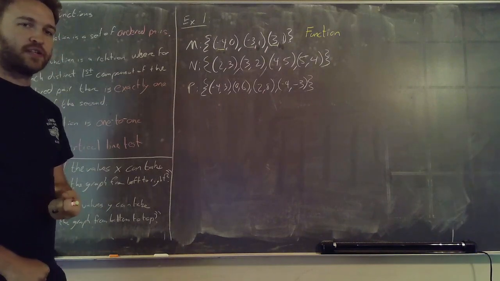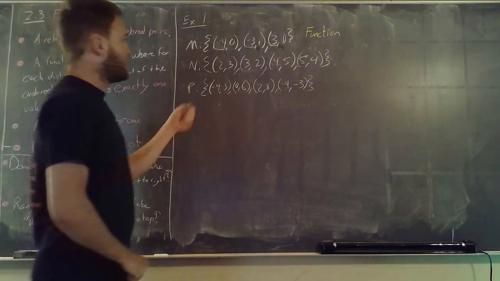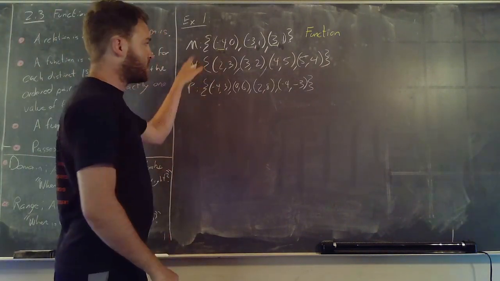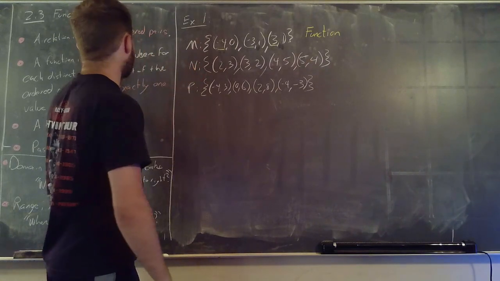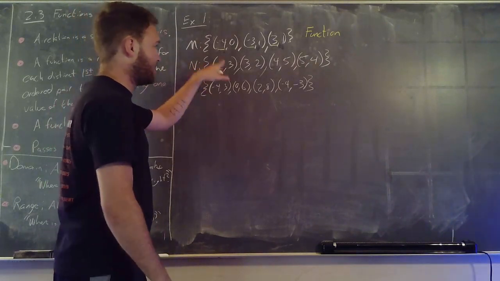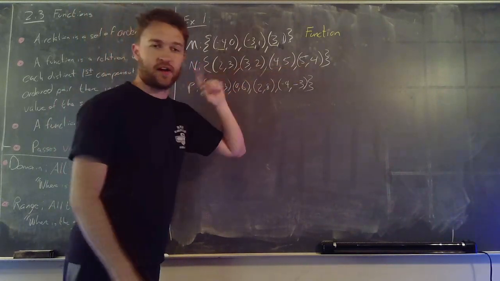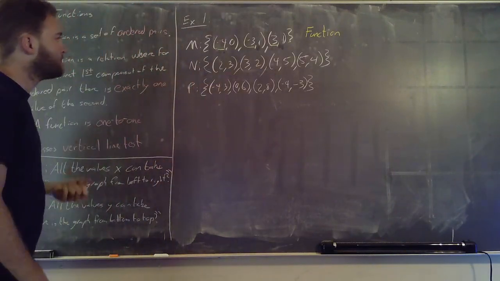So next we want to determine if the relation n is a function or not. We know that this is a relation, again, because our definition says that it is a set of ordered pairs. So I have a set here, and I've got 4 ordered pairs in it. It is a relation.